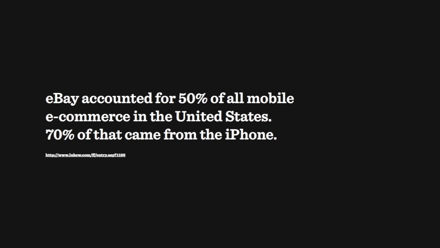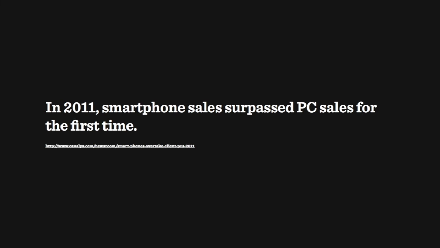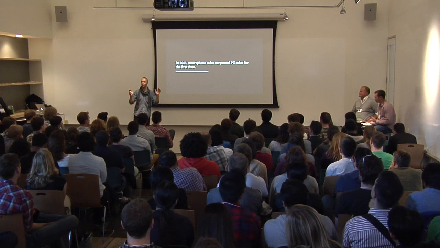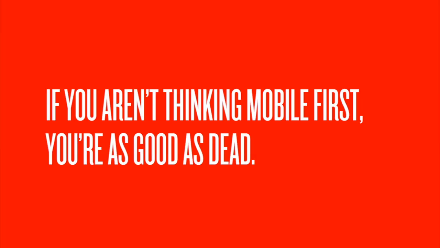eBay accounted for 50% of all mobile e-commerce in the United States, and 70% of that came from the iPhone. That's a ton of revenue coming from one platform. And the final little bit of data here is in 2011, smartphone sales finally surpassed PC sales. So if you had any doubt in your mind whatsoever what era we live in, it's the era of mobile. And if you aren't thinking mobile first, you're as good as dead.